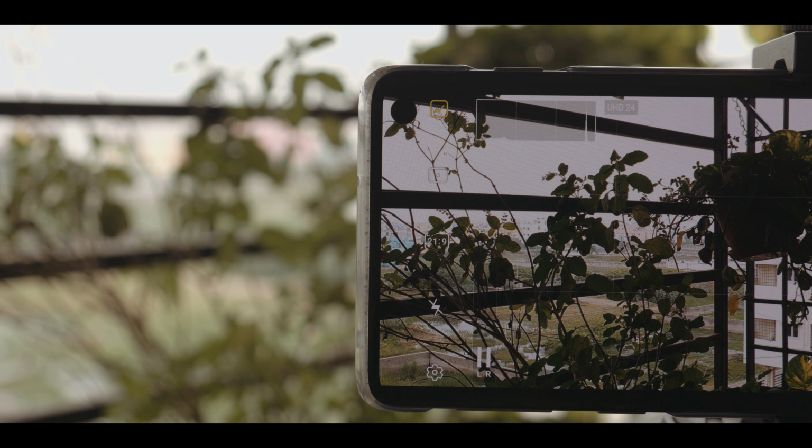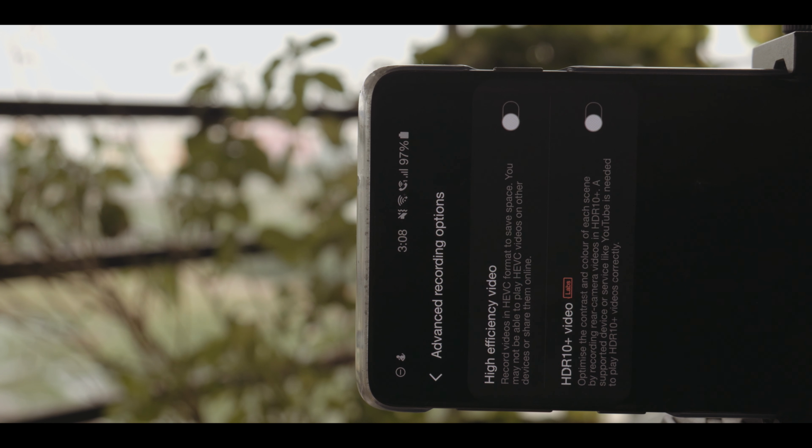Now the cheapest 10-bit cameras on the market here in India are upwards of 1 lakh. So it is still a very niche thing and not everybody has access to 10-bit files. But the very fact that smartphones like these, although they are expensive in their own right, have the capability of shooting 10-bit files is very commendable.